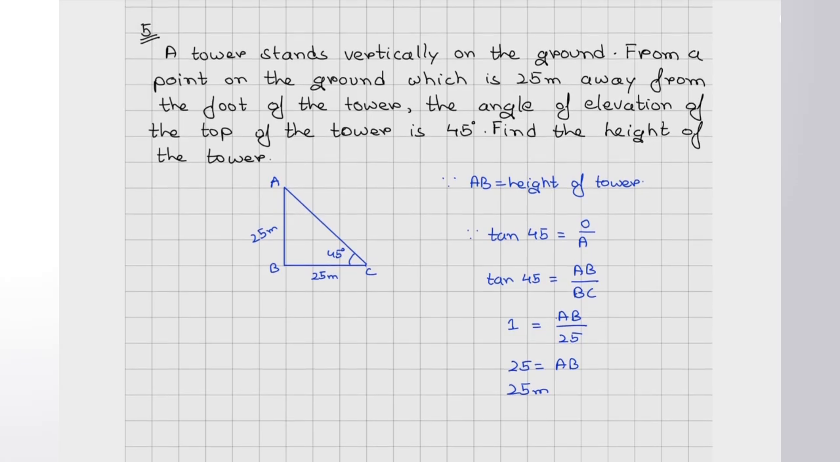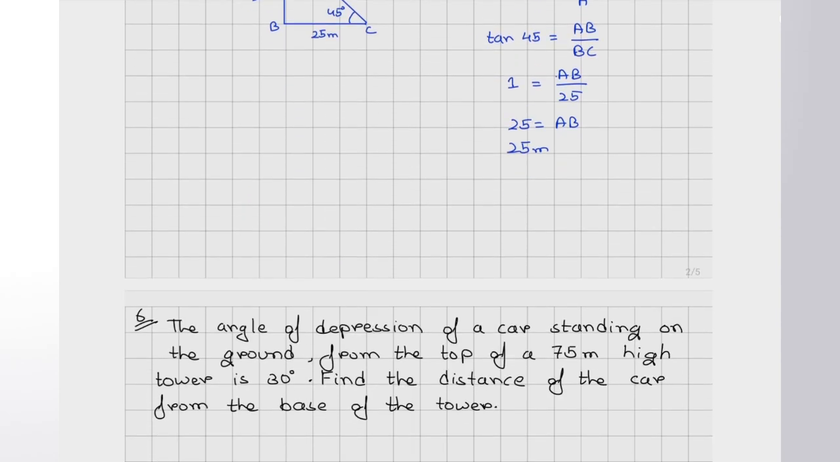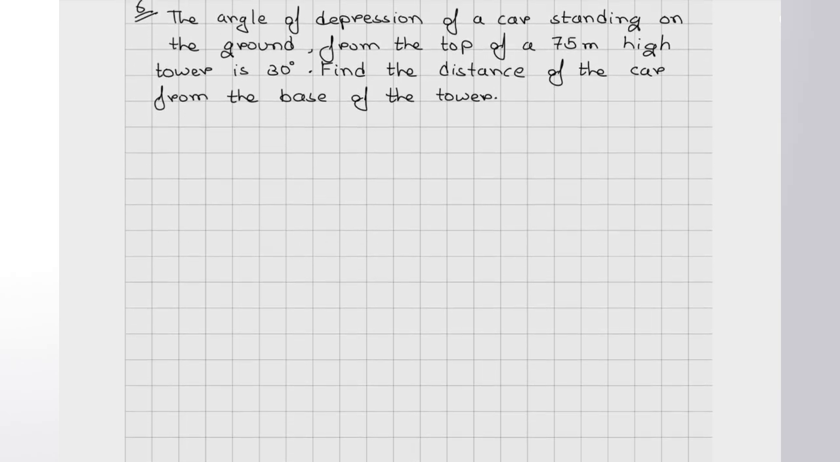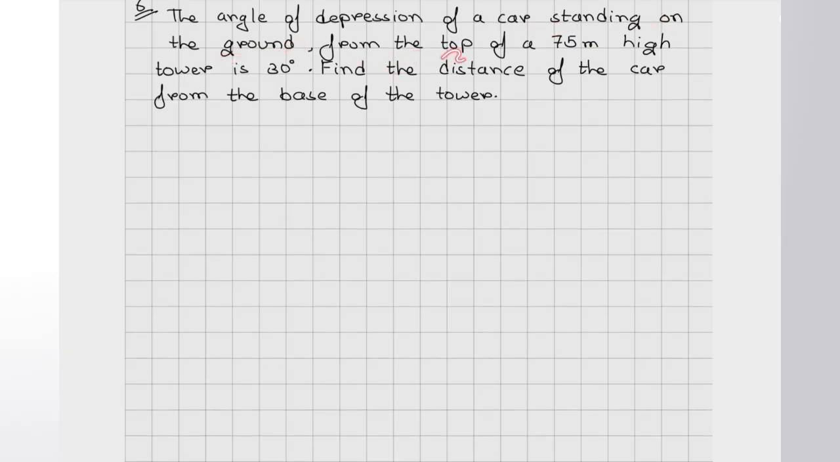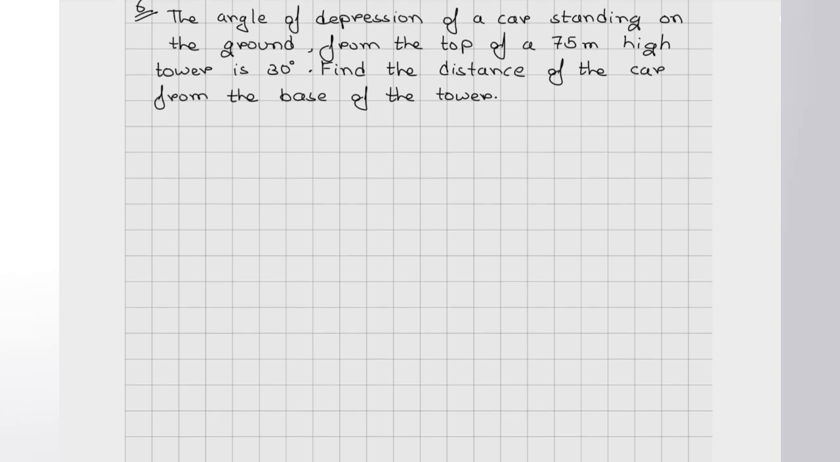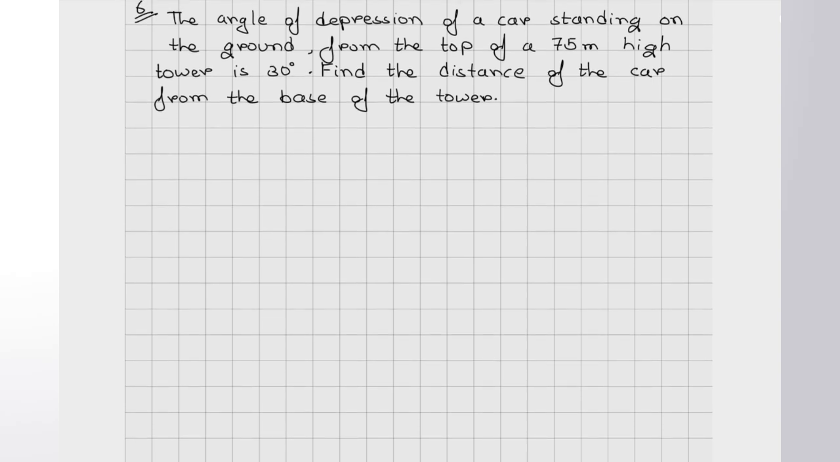That is the fifth number question. Let's move on to the sixth number question. Now it's the angle of depression. The angle of depression of a car standing on the ground from the top of a 75-meter high tower is 30 degree. Find the distance of the car from the base of the tower. So we need to find the distance of the car.